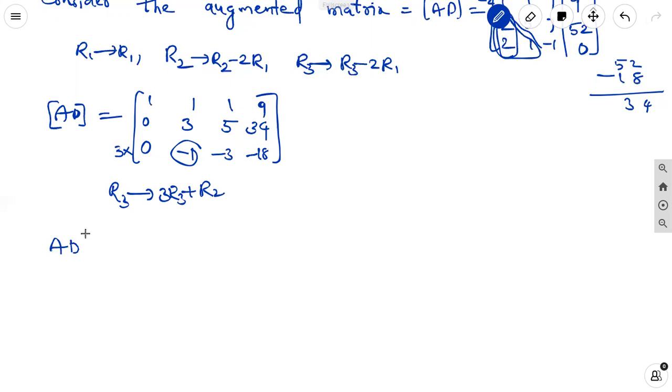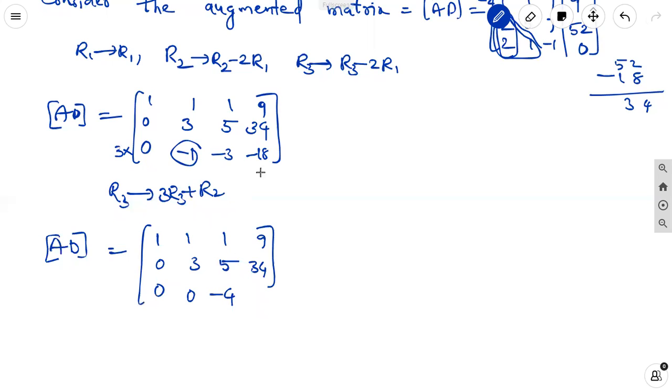So the augmented matrix AD is equal to 1, 1, 1, 9, 0, 3, 5, 34, 0, minus 3 plus 3 is 0, minus 9 plus 5 is minus 4, and 18 times 3 is 54, minus 54 plus 34, which is minus 20.